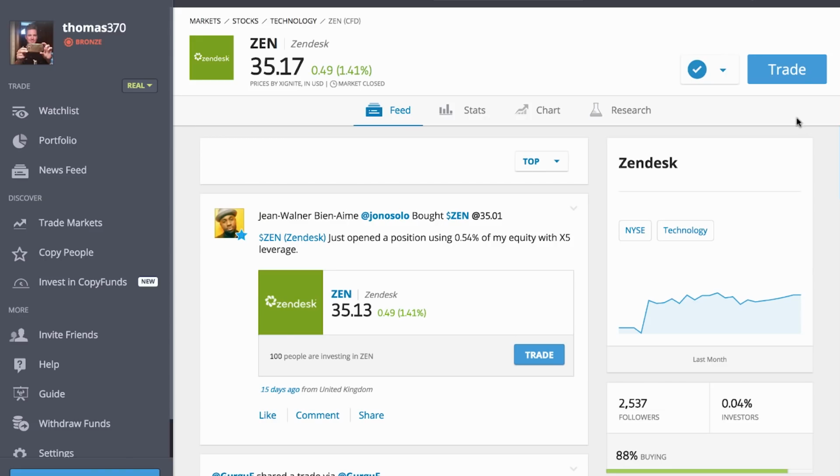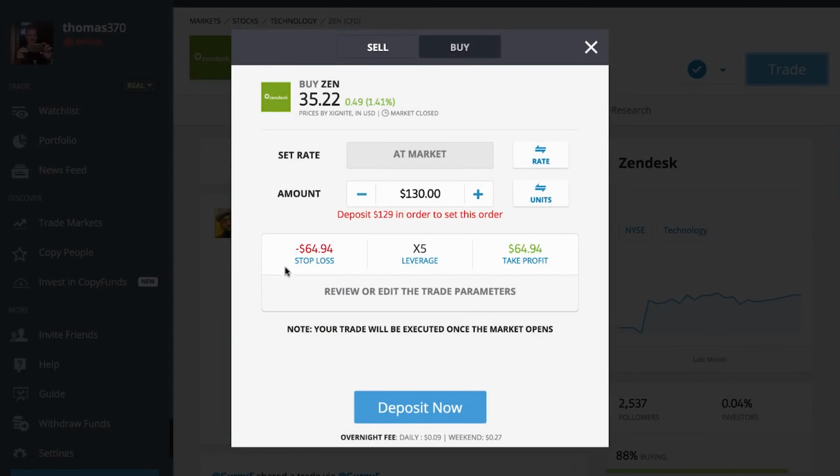Now, take profit and stop loss. Here I am on eToro. If I press trade, here's the take profit and here's the stop loss. And here's the order. Here's really what we're talking about, at market and order. So the take profit and stop loss, they're not called orders on eToro, okay? So it's a bit confusing if I even call them orders, because people might get confused.